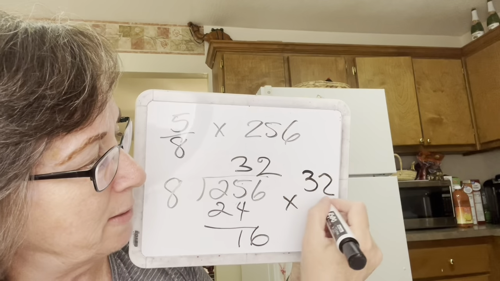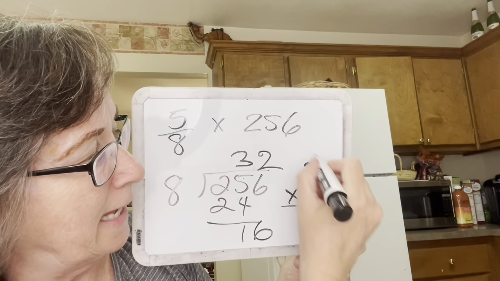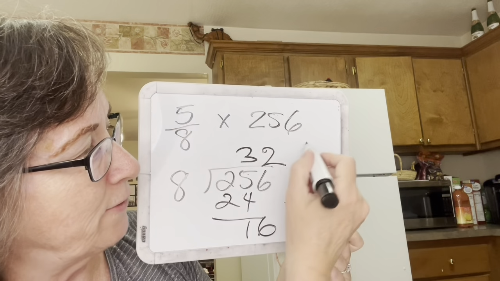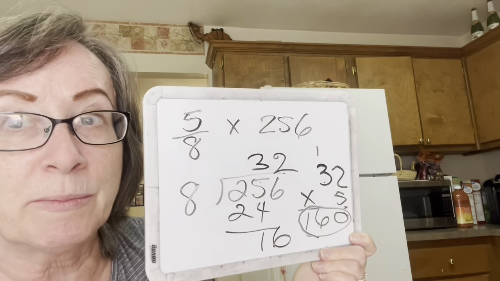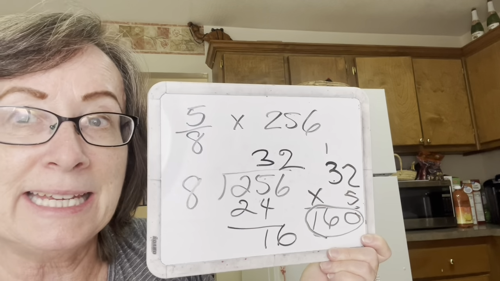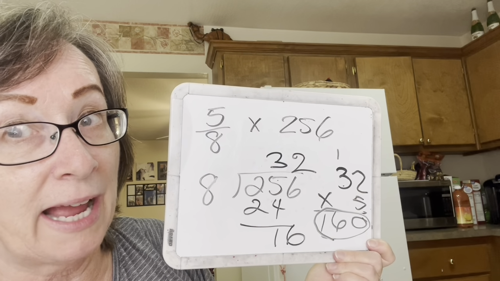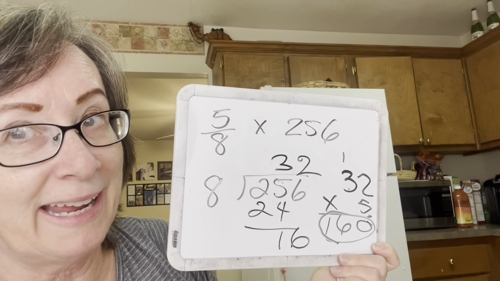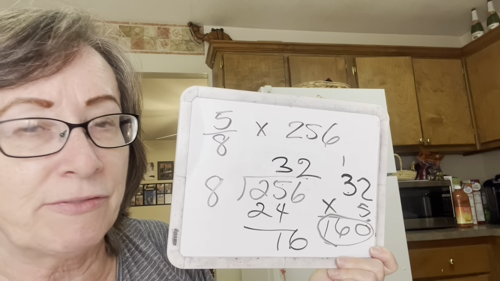32 times 5. 2 times 5 is 10. 3 times 5 is 15. 160 farmers changed their occupation. Now let's see, does this make sense? Now remember, 5/8 is a little over half, isn't it? 4/8 would be half. So 5/8 is greater than half the farmers.